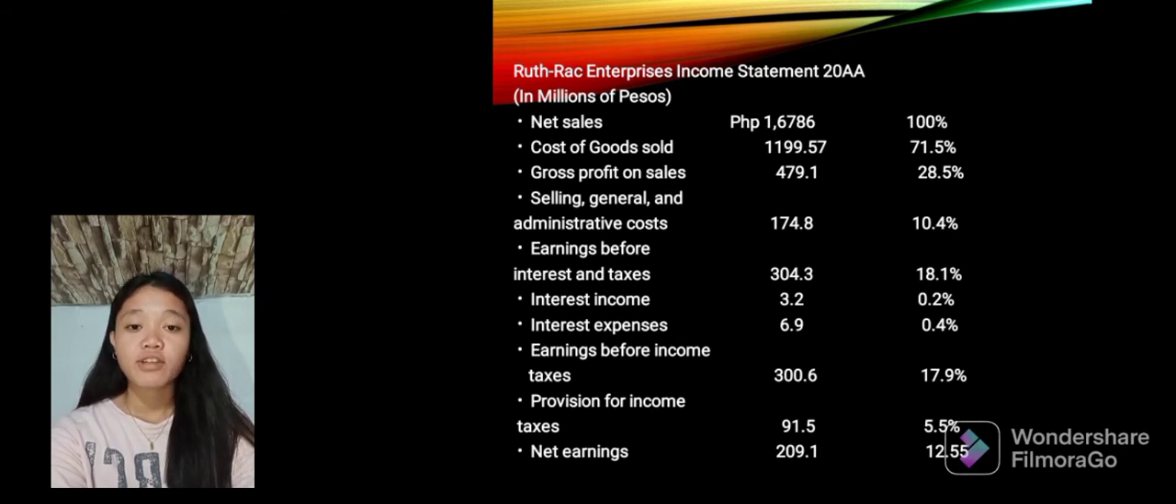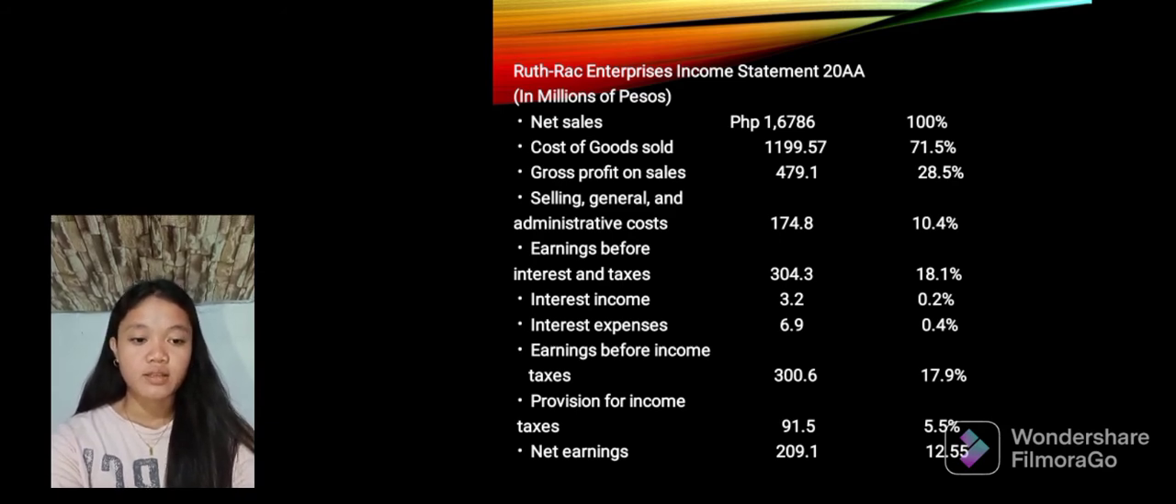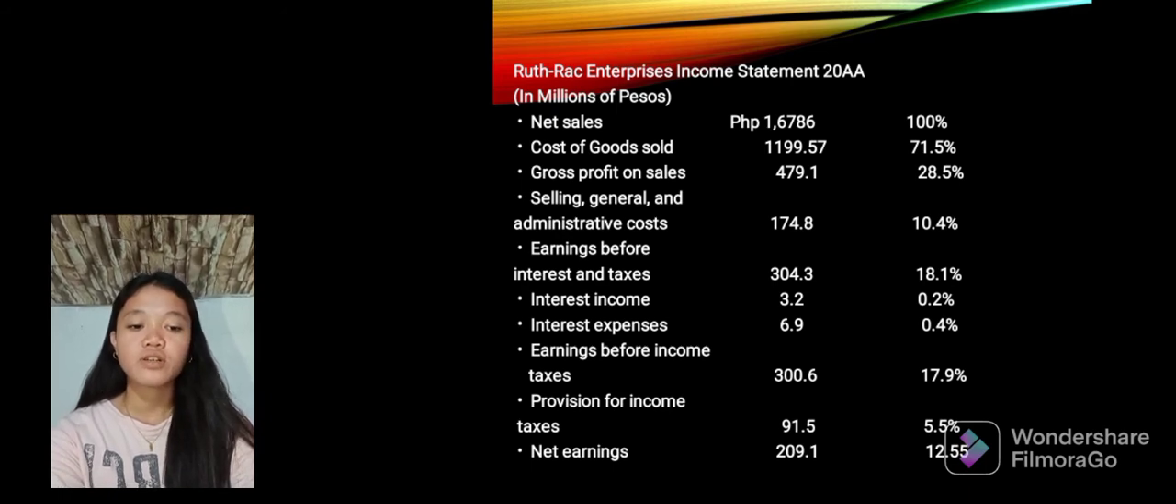Earnings before interest and taxes 304.3, 11.1%. Interest income 3.2, 0.2%. Interest expenses 6.9, 0.4%. Earnings before income taxes 300.6, 17.9%. Provision for income taxes 91.5, 5.5%. Net earnings 209.1, 12.55%.